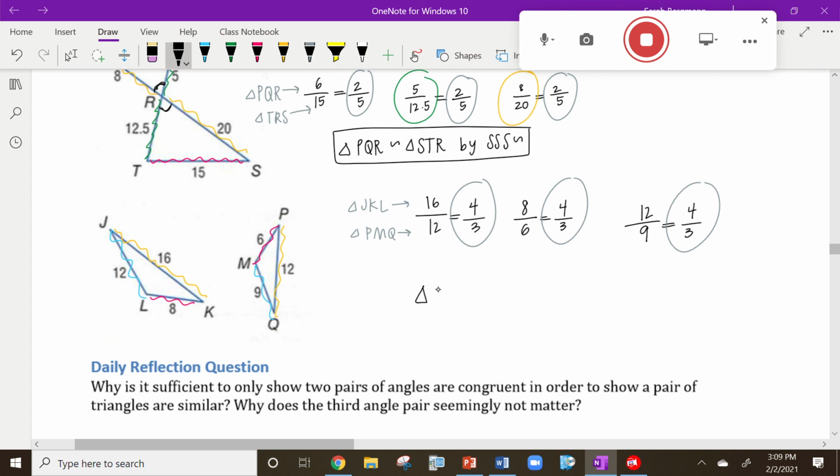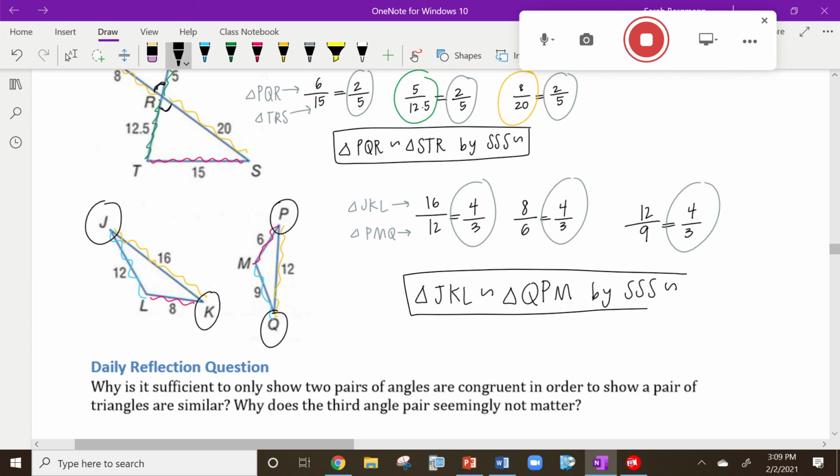So we'll say triangle JKL is similar to triangle... Now I need to be careful. J is between the blue and yellow side. Q is also between the blue and yellow side, so I know J corresponds to Q. K is between yellow and pink, so it must correspond to P. And finally, that leaves me L corresponding to M. I got this because I had 3 pairs of sides, all with the same ratio, so it's by side-side-side.